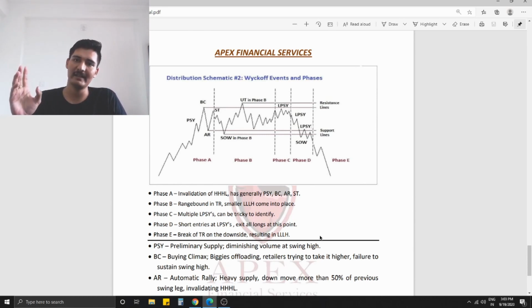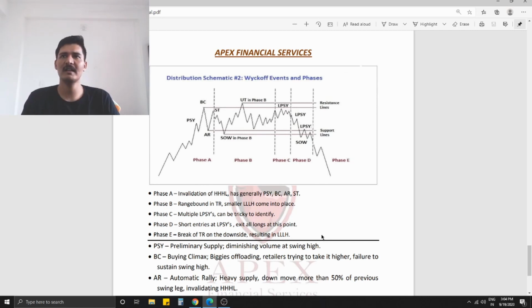Then you have the BC, or the buying climax, instead of the selling climax in accumulation, because this is the exact opposite. Instead of sellers exiting, you have buyers exiting. Decreased volume at the swing high, biggies offloading, and retailers trying to take it higher but failing to sustain that very swing high. Then we move on to the AR, or the automatic rally.